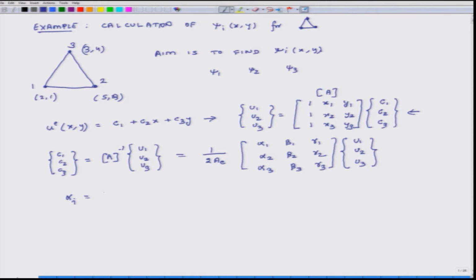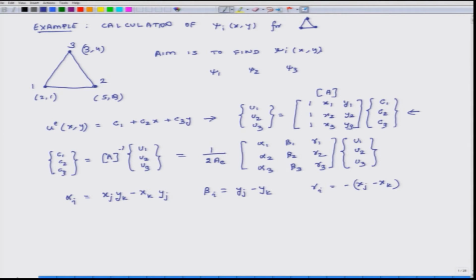These alphas can be written in terms of x1, y1, x2, y2 and x3, y3, and the expressions for these are: alpha I is equal to xj yk minus xk yj, beta I equals yj minus yk, and gamma I equals minus (xj minus xk). So, this is what we had developed.